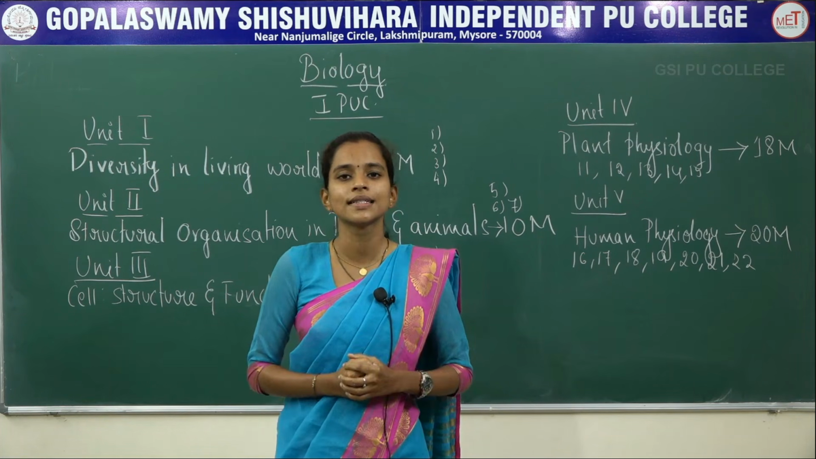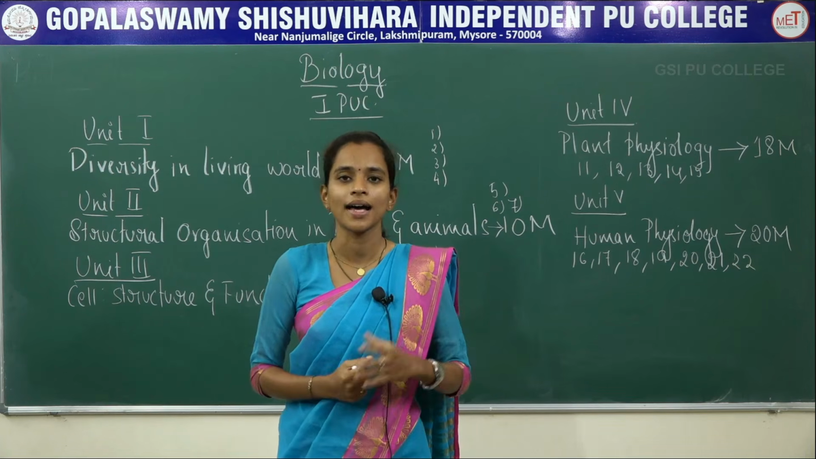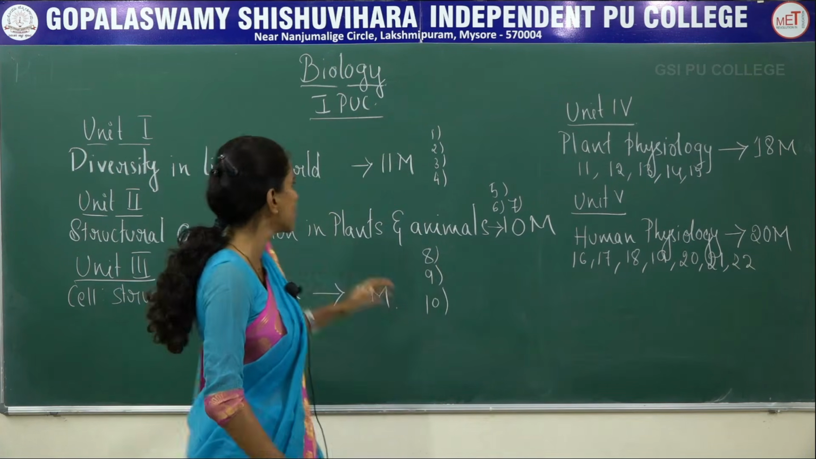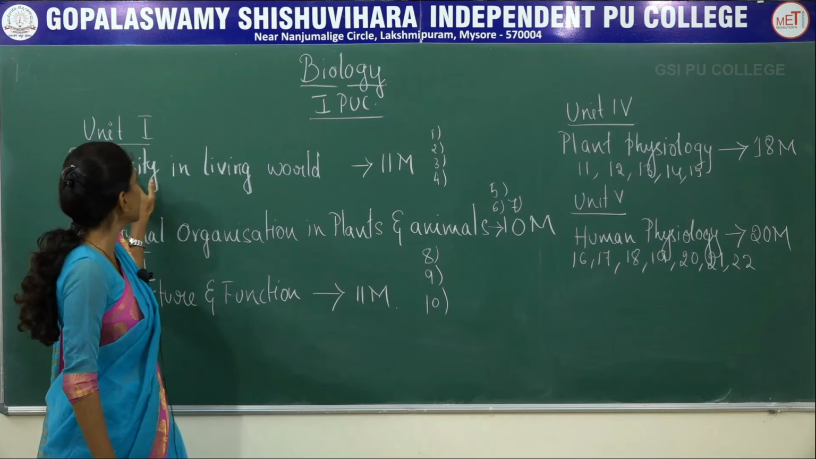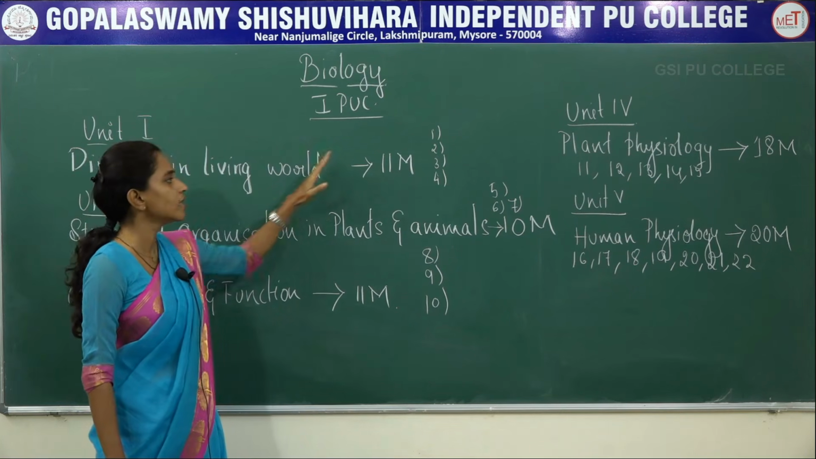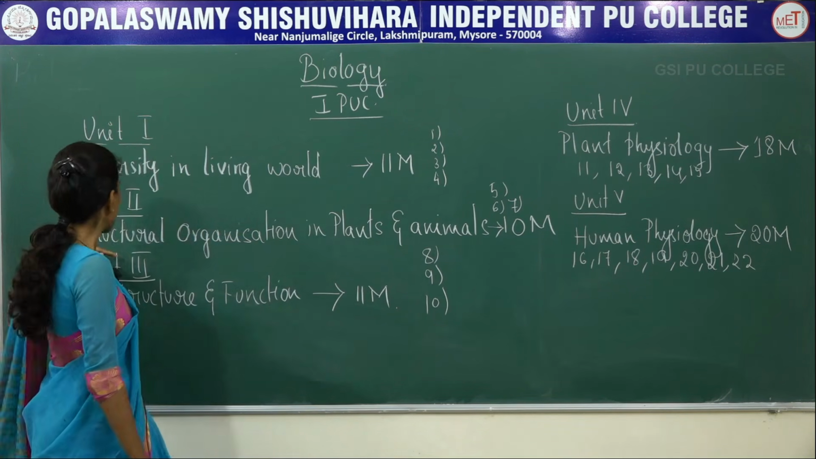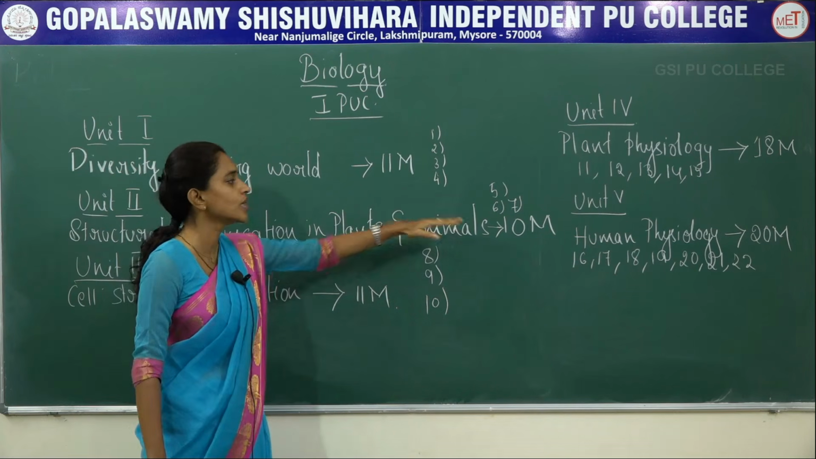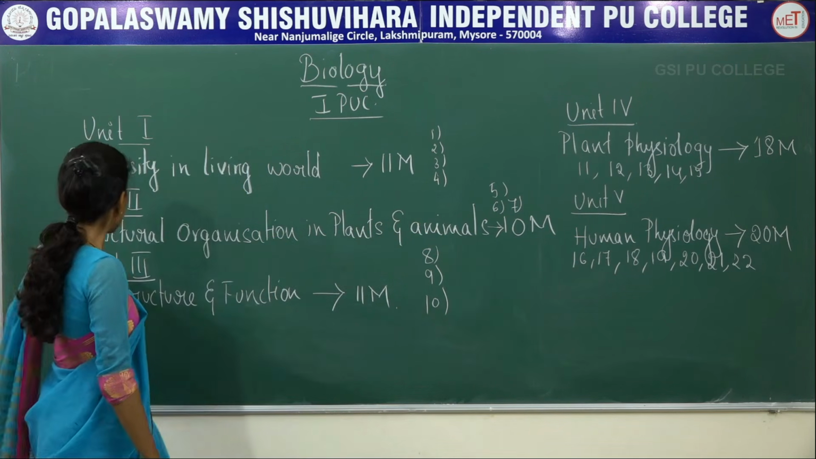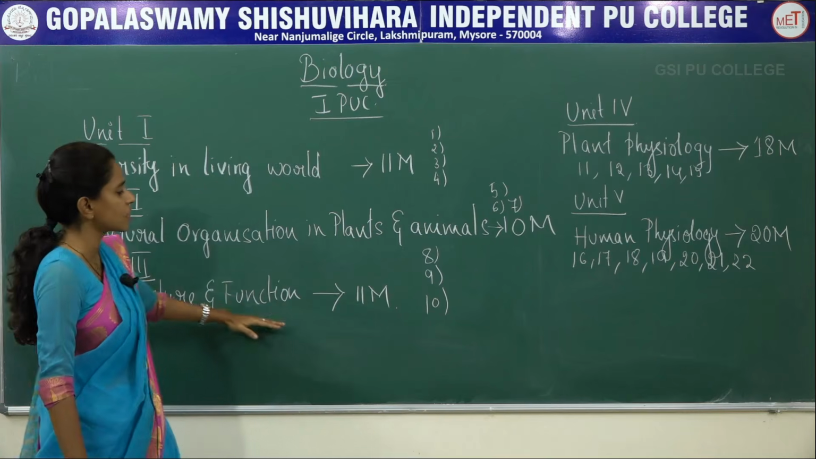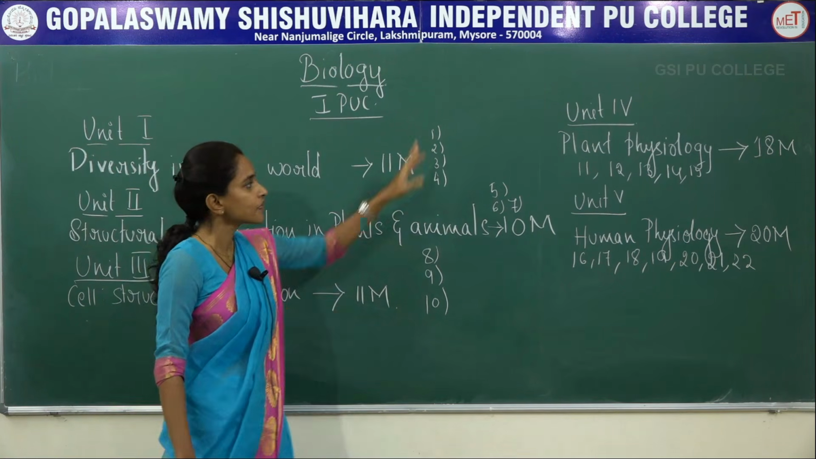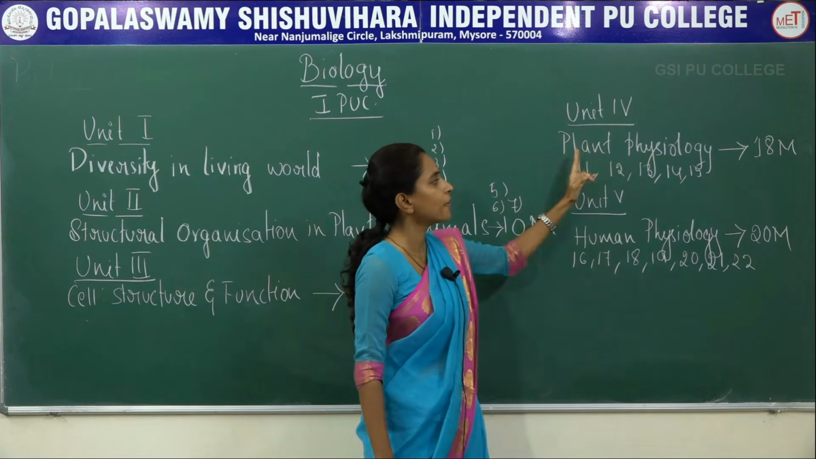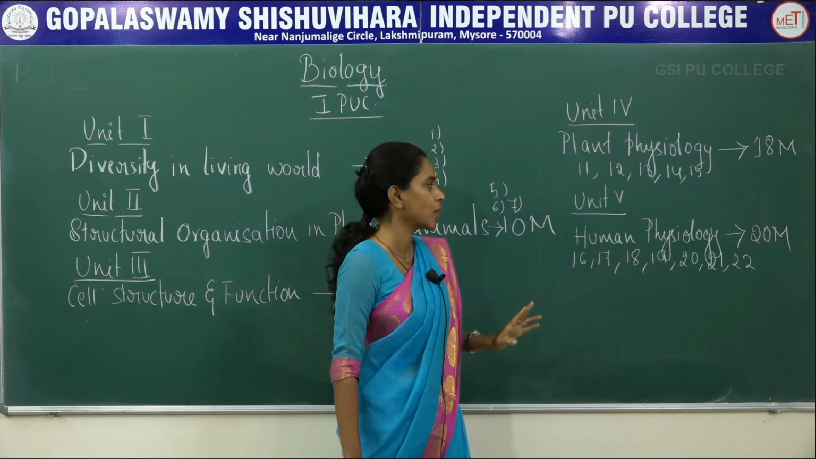Once again, we will discuss the unit names as well as the weightage they carry. Unit 1 is diversity in the living world with 11 marks as weightage. The second unit is structural organization in plants and animals with 10 marks weightage. Unit 3, cell structure and function, with 11 marks as weightage. Unit 4, plant physiology, 18 marks as weightage.